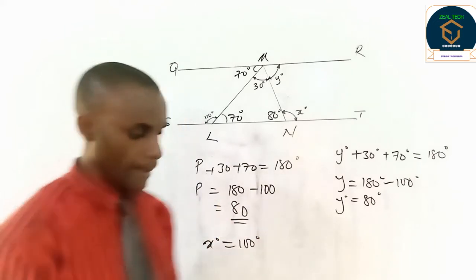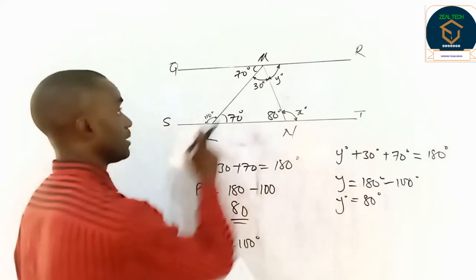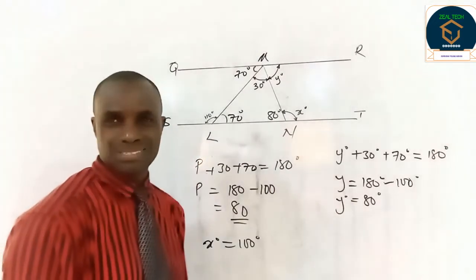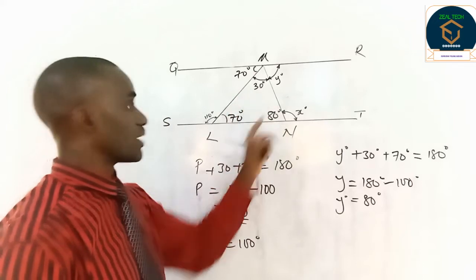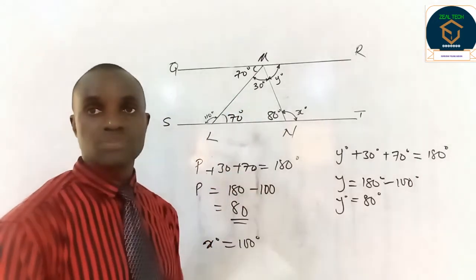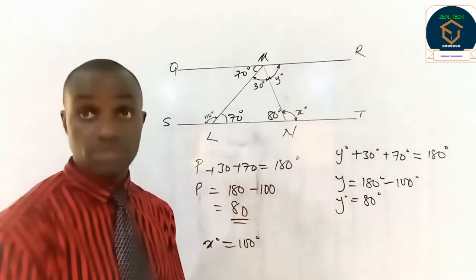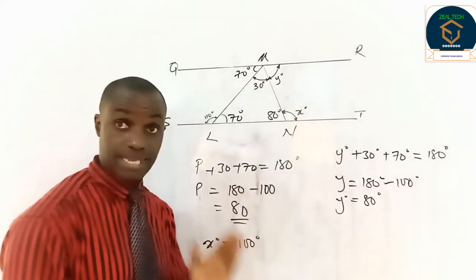Number 8, line L, the triangle LMN is an example of what? Simple. The scalene triangle. How did I come to that? All the angles in the scalene triangle are not the same. So you can see none of them is the same. For that reason, it is a scalene triangle, which is A.